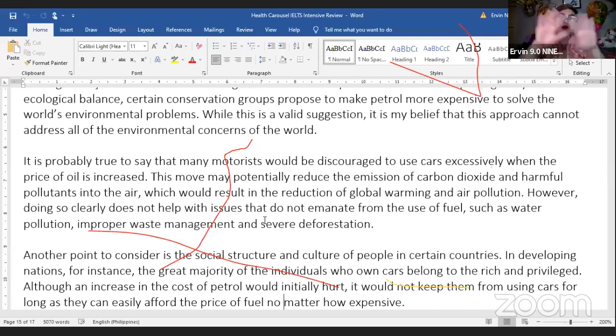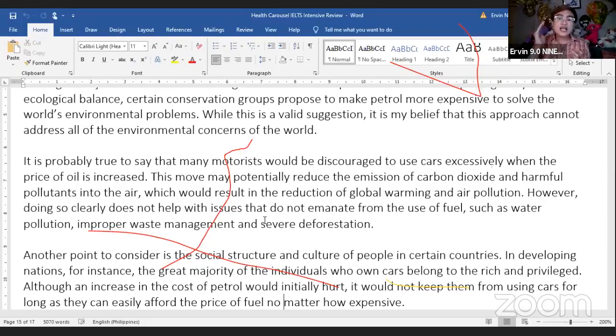And I loved how this paragraph was written first as compared to the other paragraphs. Why? If you go back to his stand in his introduction, he said, to a certain extent, this is a valid suggestion. And you know what? It is really valid. Why? Because imagine, if oil becomes too expensive, then the others would be discouraged initially from using cars excessively. That's the point of the first sentence, right?